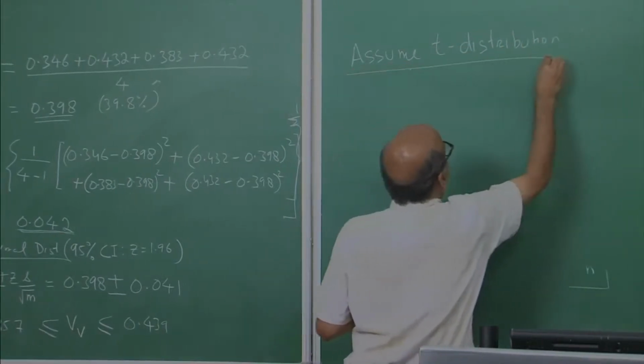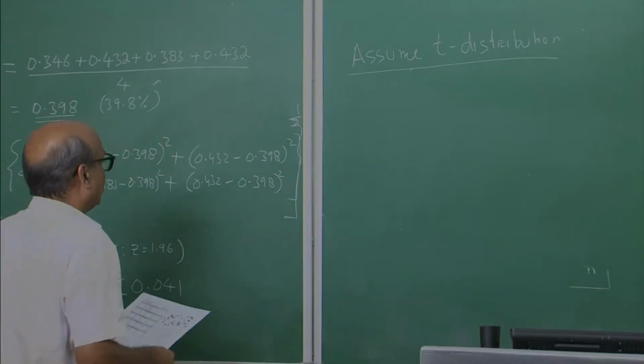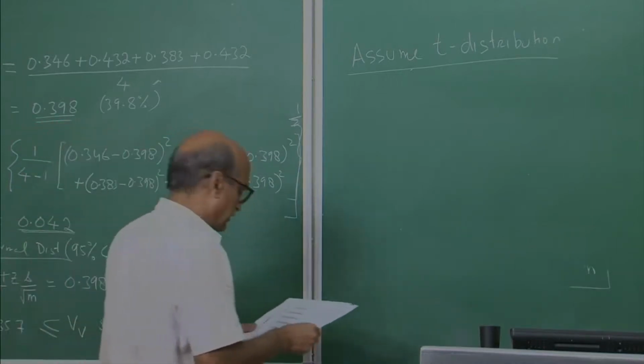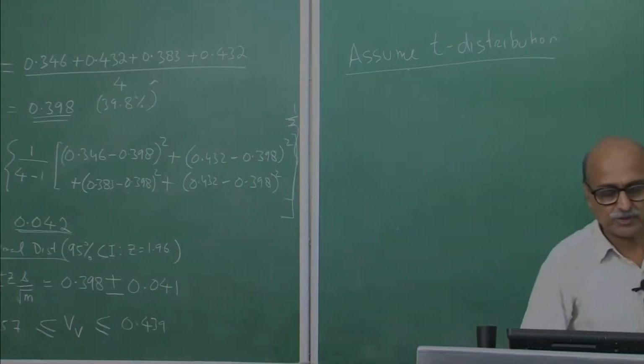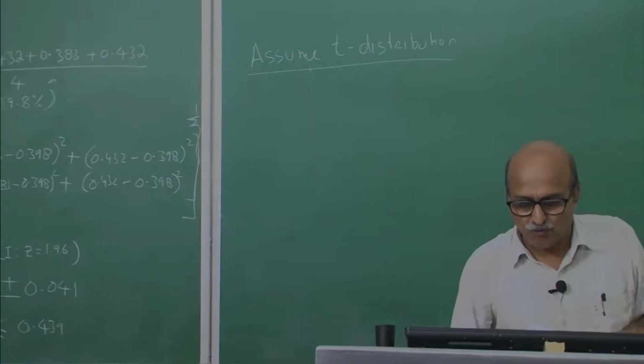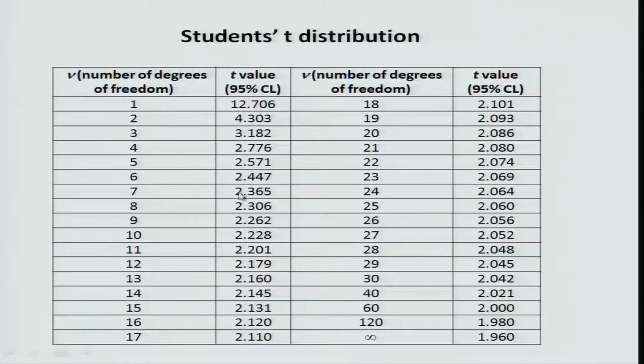So, assuming a t distribution, if I look at the t value for my m equal to 4. So, m equal to 4 means the degree of freedom is m minus 1, so 4 minus 1, so 3. So, 3 is the number of degrees of freedom, and hence the t value is 3.182.